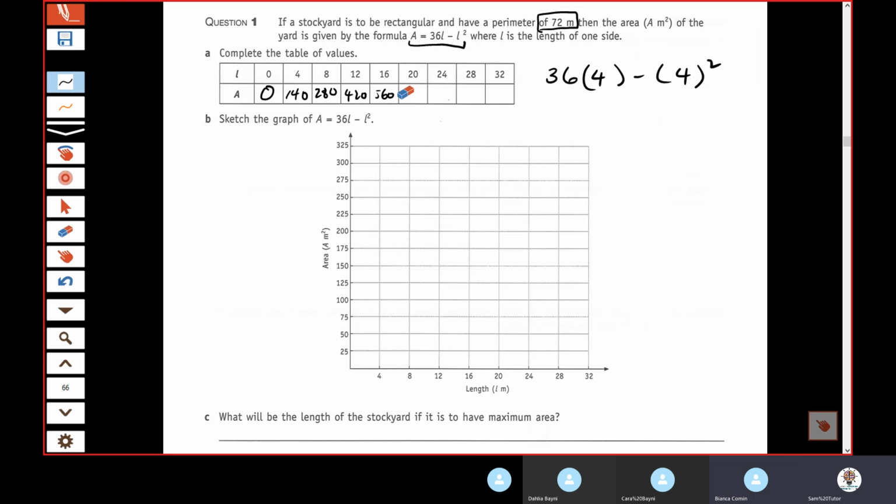Oh, I didn't put the square. That's why. Oh, square, sorry. Yeah, I didn't do the square. Oh, you're right. All right, 120. I was wondering, like, why is this happening? All right, at 8 it's 224. At 12.